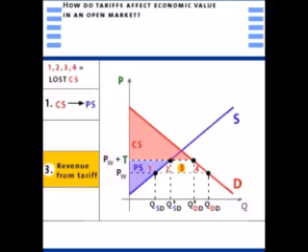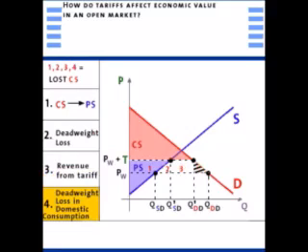Consumers who should be buying pomelos if they could get them at the true price are not buying them at the high price created by the tariff. This area is a deadweight loss. It's lost value from a reduction in consumption. Let's look now at Area 2.